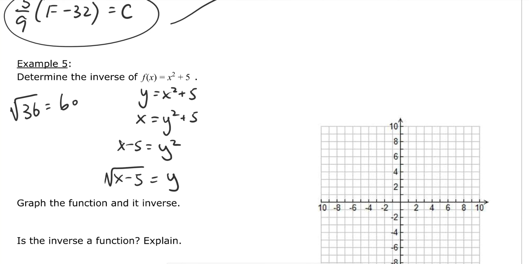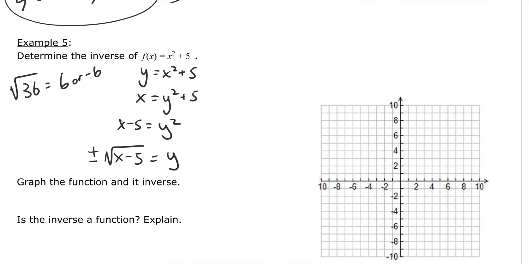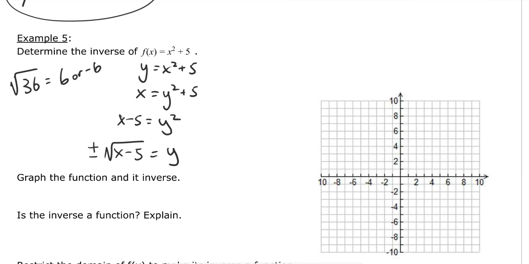The other one is negative 6, right? Because negative 6 times negative 6 is also 36. So when you do the square root of something, you have to have two possibilities, plus or minus, just like the quadratic formula. So I'm going to actually have something that is not a function.